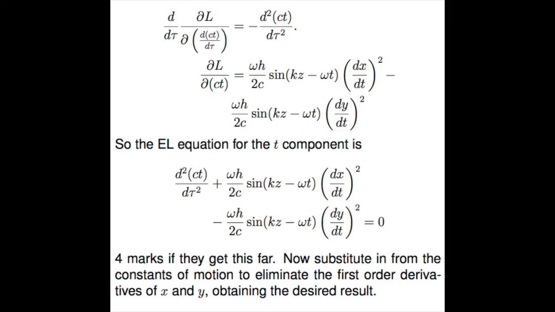In part C, you're asked to find a Lagrange equation of motion for the time component. The time coordinate is c times t, so that's what you're differentiating with respect to. So you take the partial derivative of L with respect to d(ct) by d tau, and then you take the partial derivative of L with respect to ct, and then you write them into the Euler-Lagrange equations and rearrange, and then you end up with an equation for d2(ct) by d tau squared, and that's your time component equation of motion.